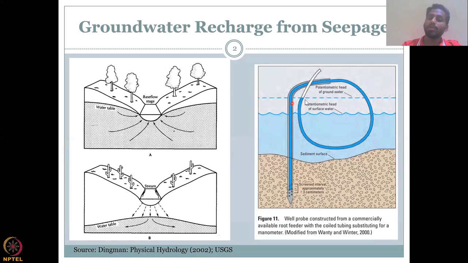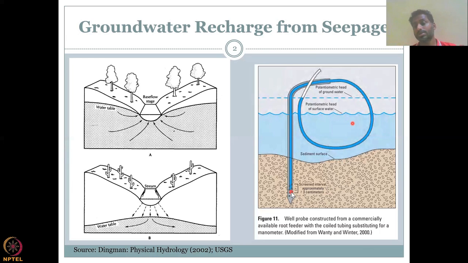Because of the potential difference, because water wants to flow from high to low potential, water would seep in from groundwater and then come out and join your surface water. This can be monitored through the pipe here, and the pipe has some meters which actually monitor how fast water is seeping through.